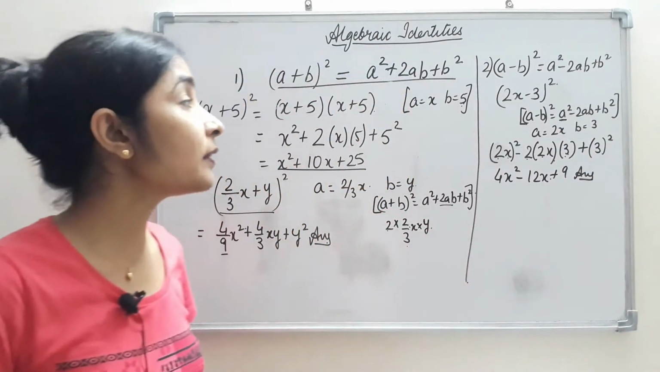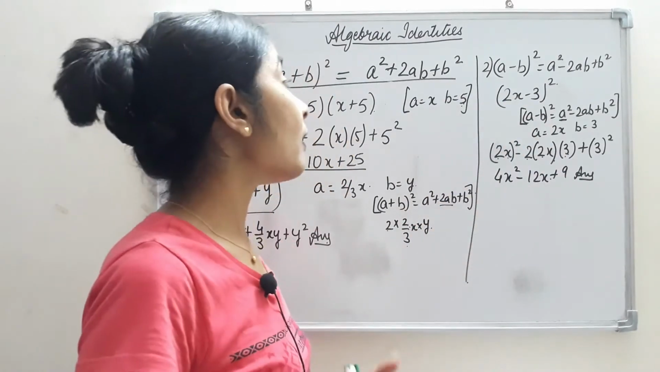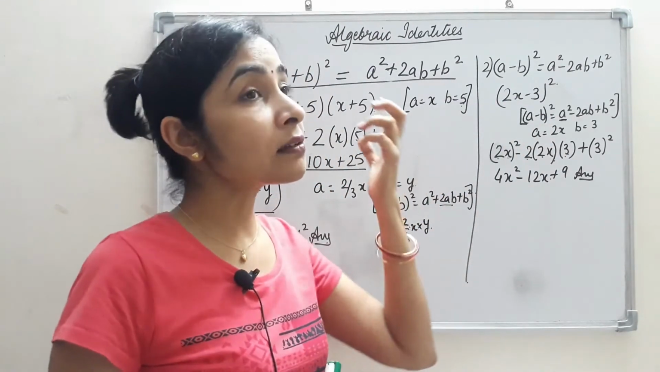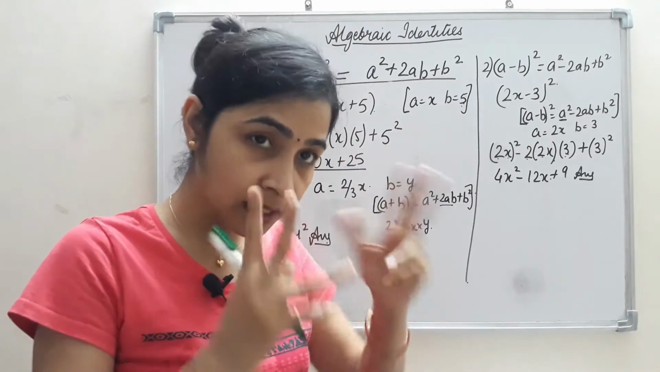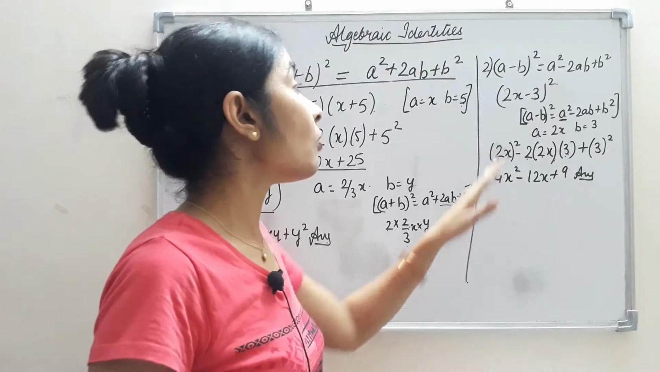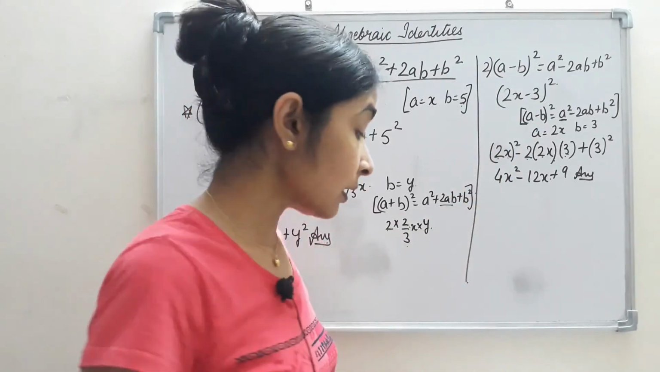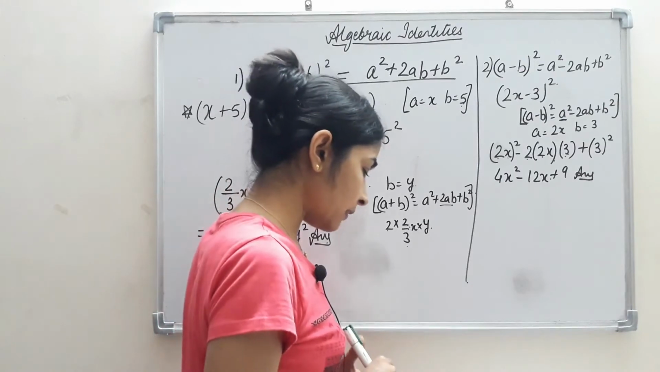So when we are asked to get the square of any expression, or to multiply expressions which consist of the same terms but a negative sign in between, then what do we do? We use this identity and directly get the answer. Okay, now let us take one more example related to it.